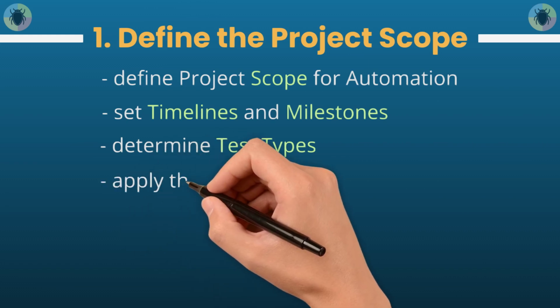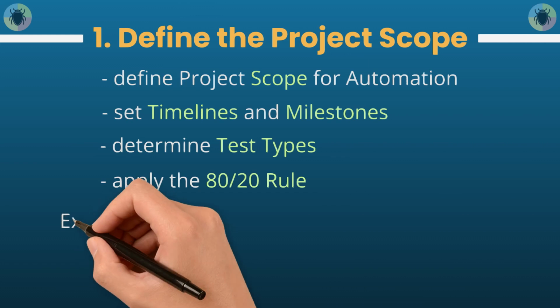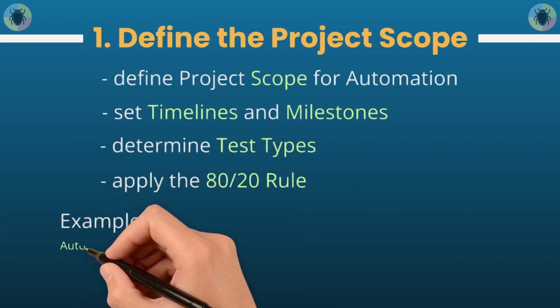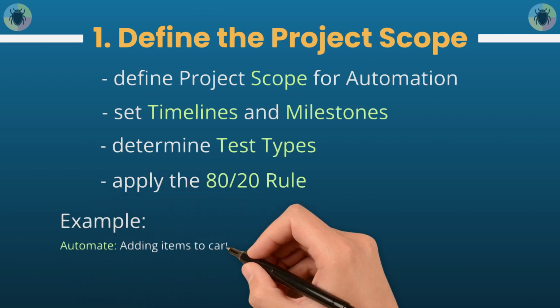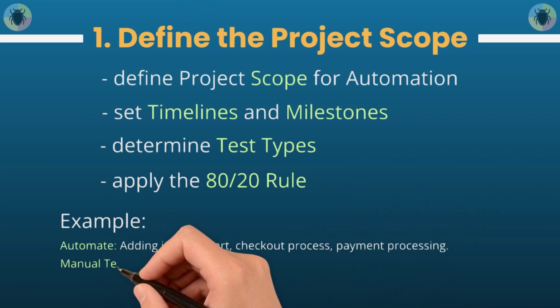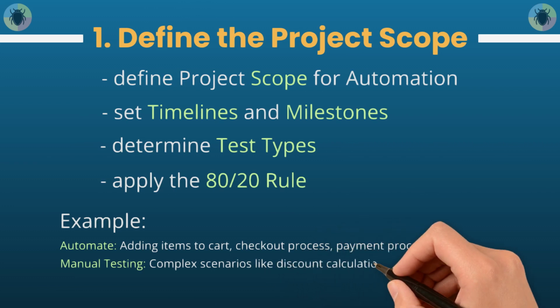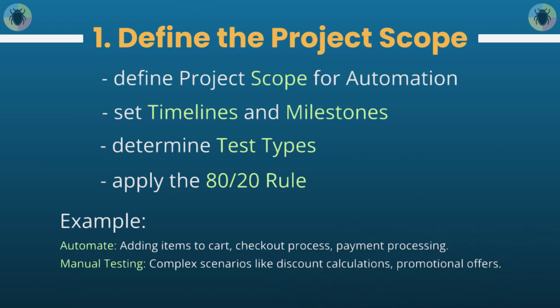Use the 80-20 rule. Automate the 80% that significantly reduces regression testing errors and manage the rest manually or exclude them. Example: for an e-commerce site, automate tests for adding items to the cart, checking out, and payment processing. Manually test complex scenarios like discount calculations or promotional offers.